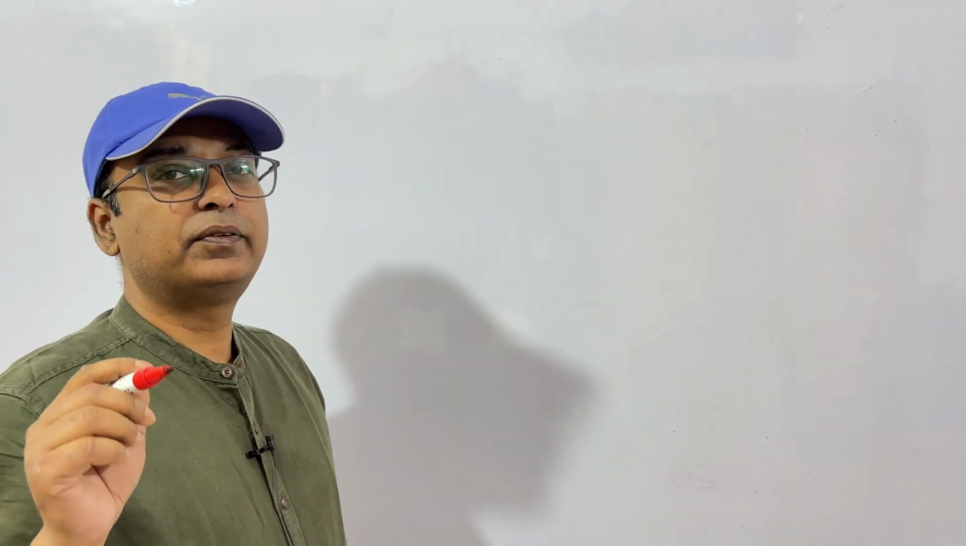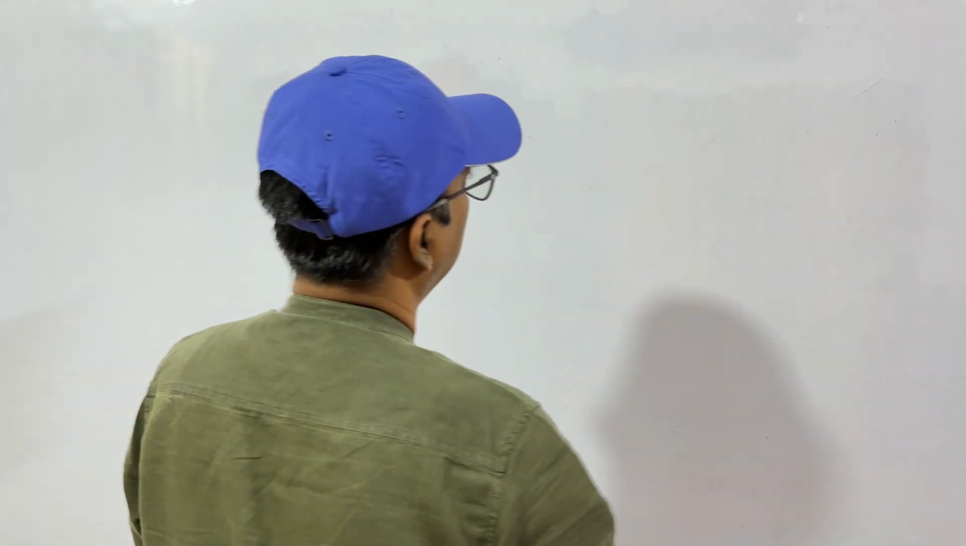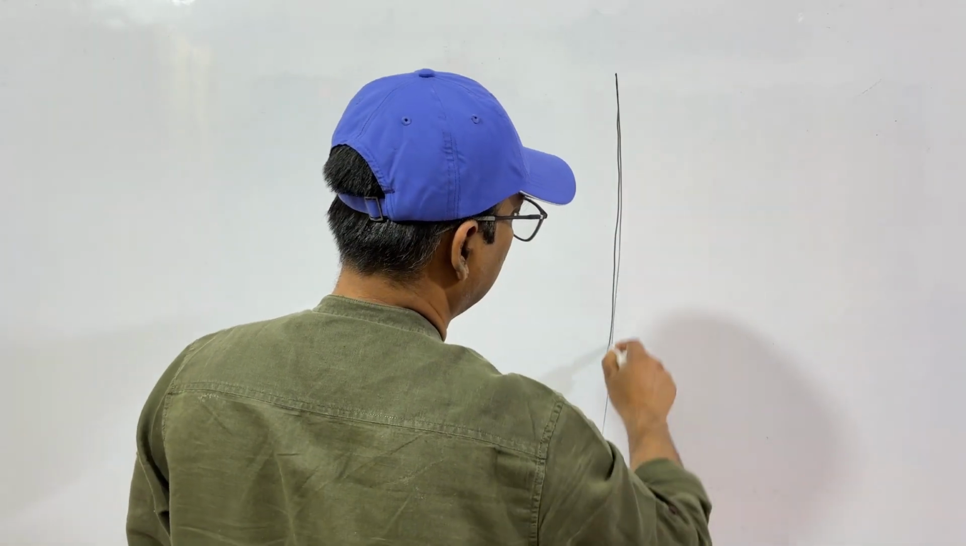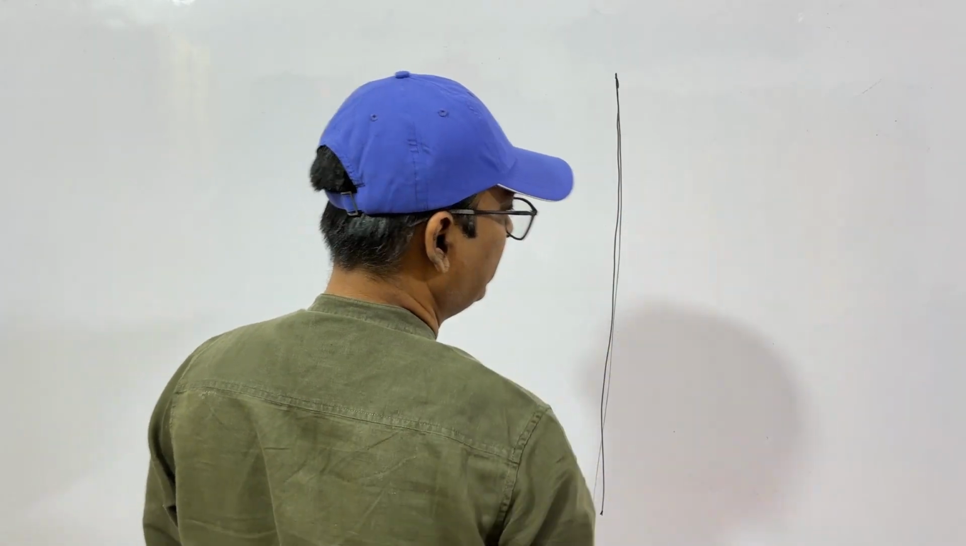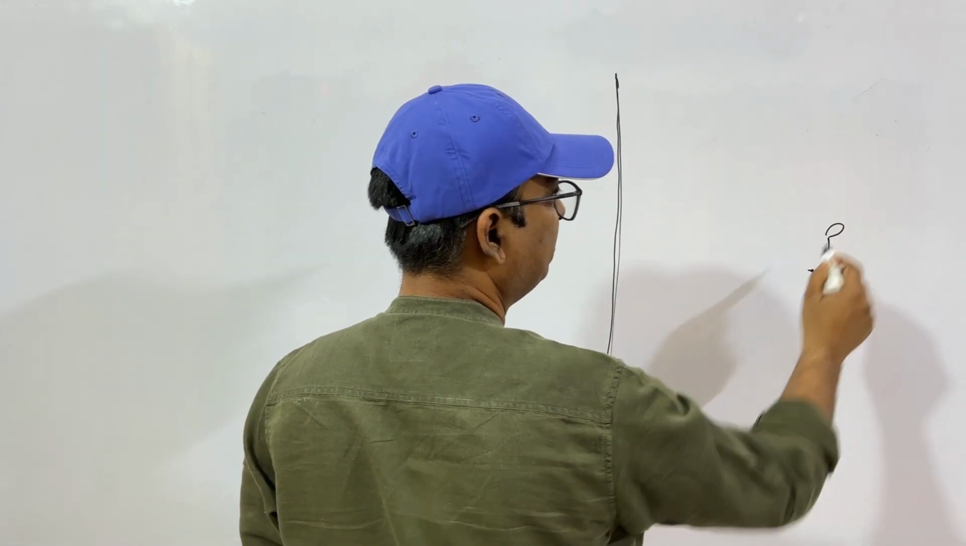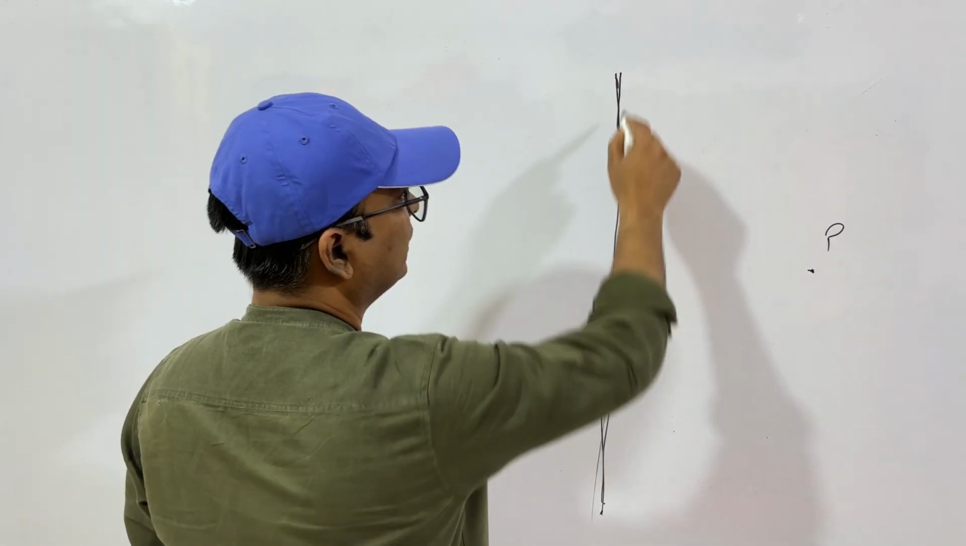What is the magnetic field due to a long conducting wire? Okay, let's see. Let's say this is your long conducting wire, and we have to find the magnetic field at this point. Let this point be P. This is not straight, but let it be like this.